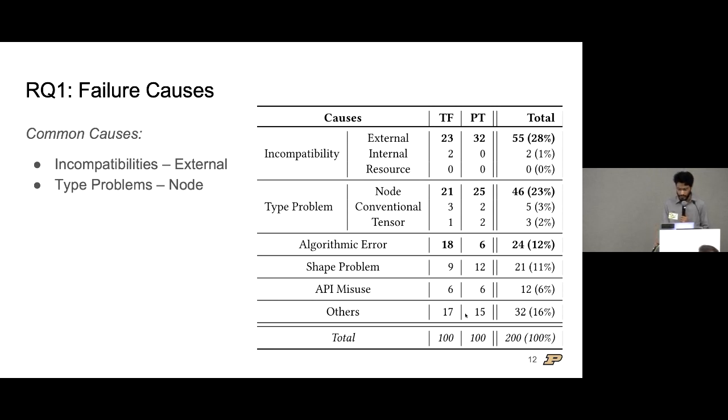The second type are type problems, or we call them node type problems. These are particularly related to the conversion of specific nodes. So either a node would not convert correctly, or if it does convert, it may not have the same parameterization that it should have. Those are the examples of that. That happened around 23% of the time.